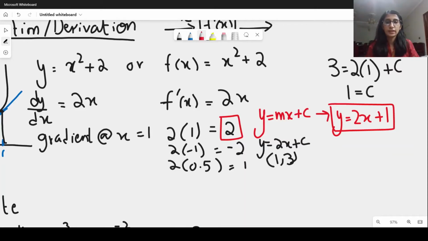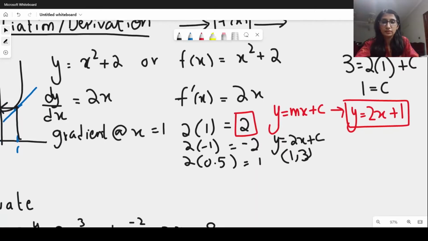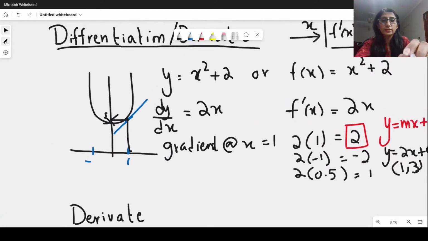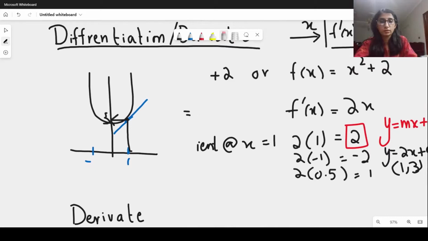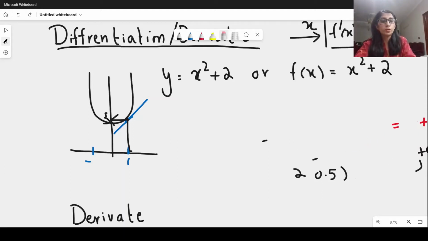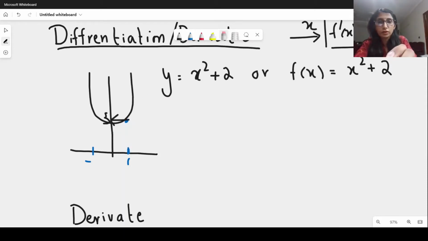Okay. Next, what you need to know is that if you're asked to find the coordinates of the turning point of this function, what that means is that you're being asked to give the coordinates of this point. Now, if you draw a tangent at this point, notice that it's just a flat horizontal line, meaning that the slope at this point is 0. So slope is 0, gradient is 0.